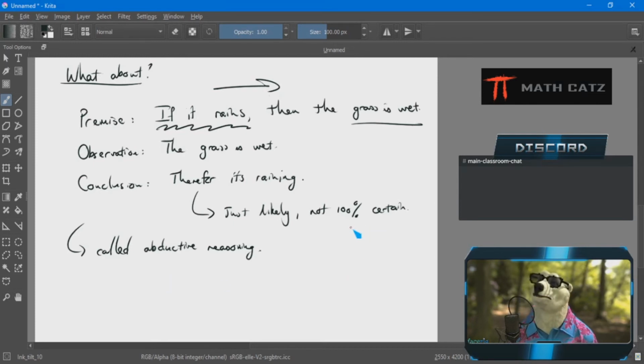Now, there's nothing wrong with guessing the likely explanation, but I have to be aware that depending on my goal and my needs for this argument, if I need 100% certainty, then I need a form of reasoning that fits that. And guessing the most likely explanation is not sound logical reasoning.